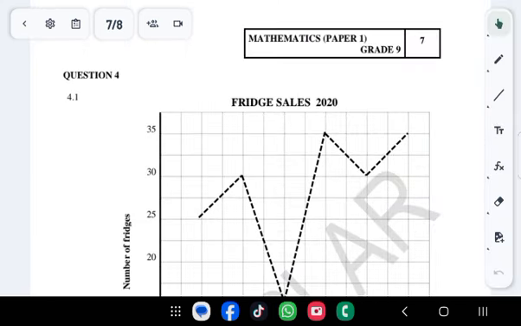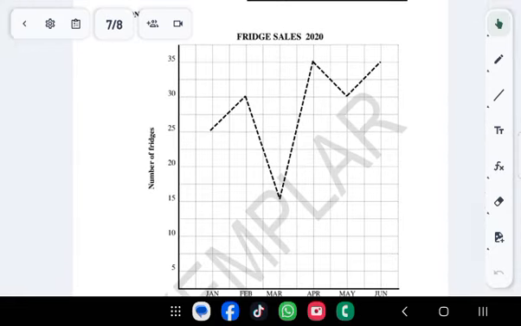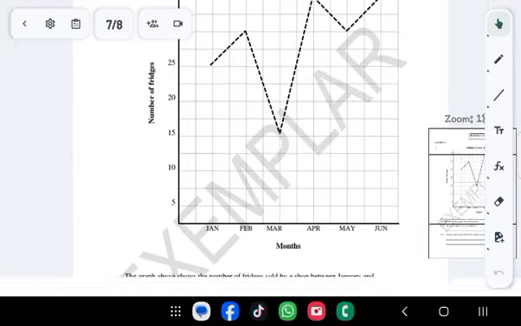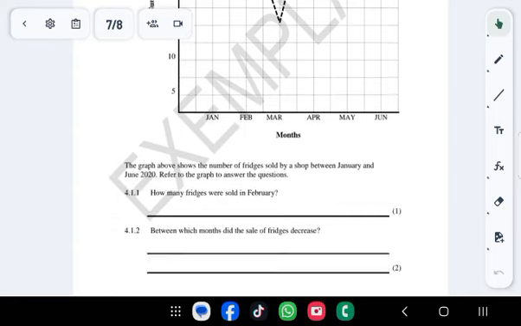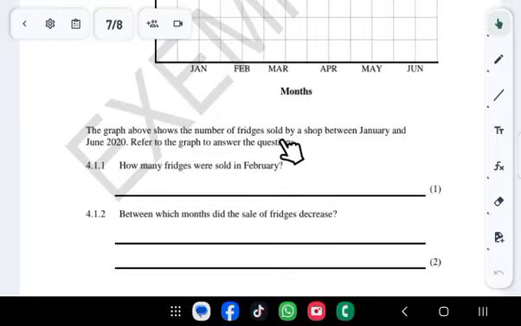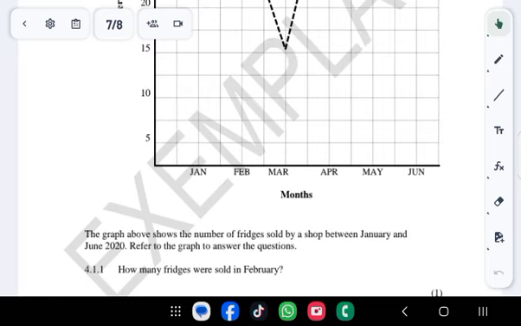In this question number 4, we've got statistics, fridge sales for 2020. Number of fridges, and then you've got the month of the year from January all the way to June. Alright, the graph above shows the number of fridges sold by a shop between January and June 2020. Refer to the graph to answer the questions. How many fridges were sold in February?